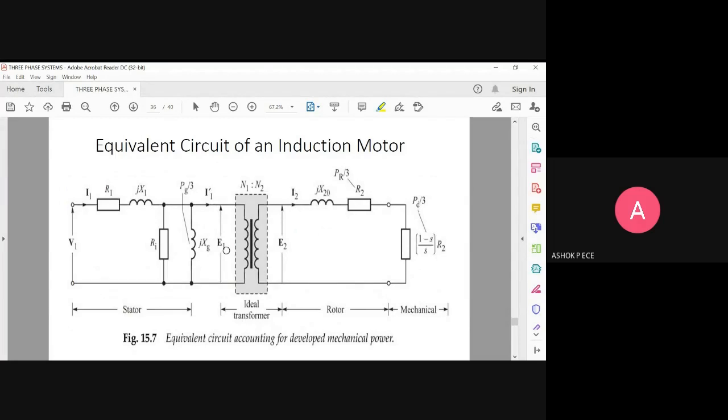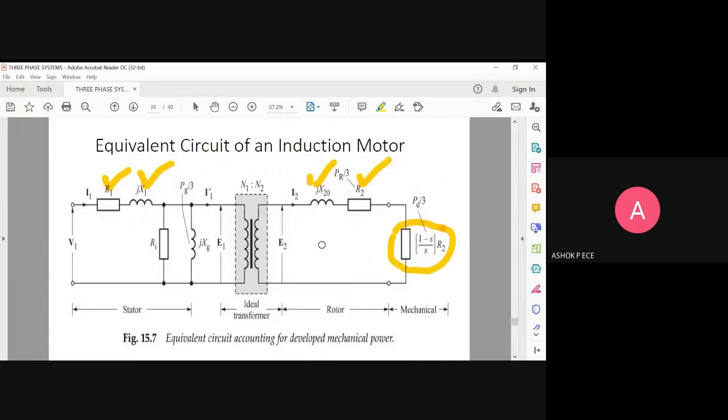So finally, if you include all the resistances, this is going to be the final equivalent circuit, including R1 and X1, the stator resistance and reactance, and Ri and Xm, the magnetizing branch. This is the ideal transformer. Then you have the rotor resistance and reactance. Then you have the mechanical side of the power. So you include everything. This is the final equivalent circuit of an induction motor, which is used for calculating the developed power. Okay.